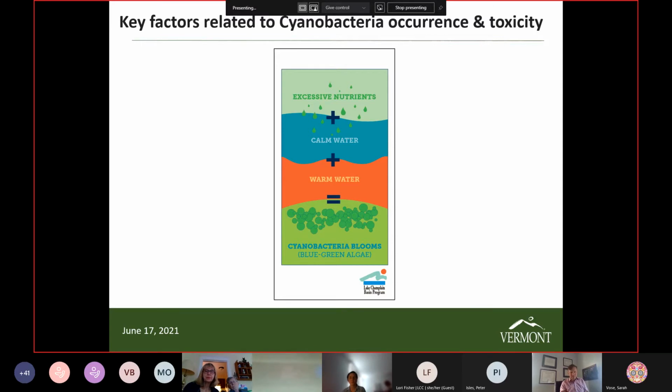We can't do much at the scale of our lakes about calm water and warm water. We know that's perhaps getting exacerbated because of climate change. So we really focus on this excess nutrients part of Peter's great analogy of a recipe for blooms. We focus on how do we reduce those excess nutrients.